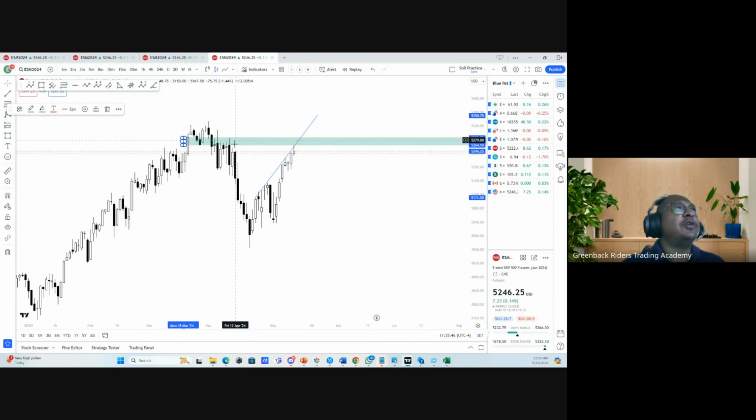Whenever we find a strong candle, that's a breakout. However, when the wicks are formed, that's a failed breakout. So we look at wicks as a form of failed breakout. This is a sell zone.